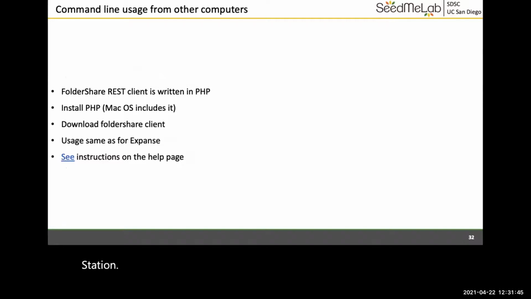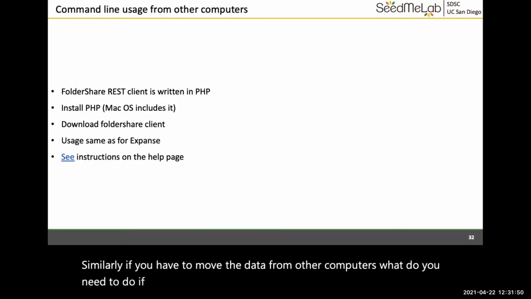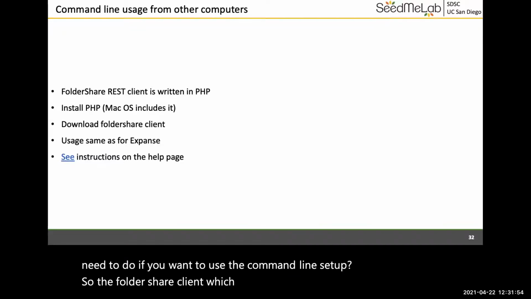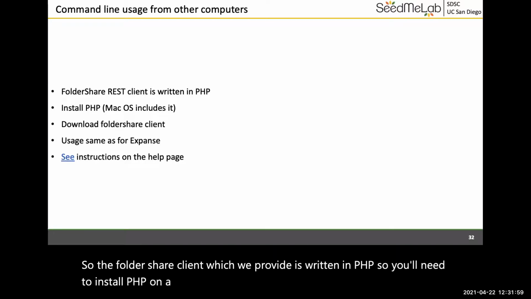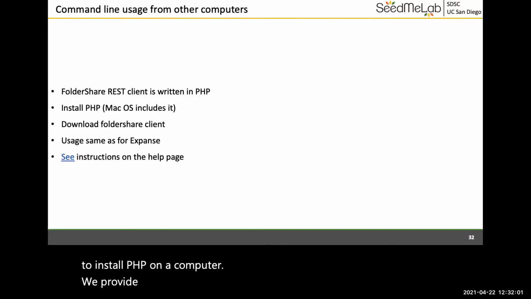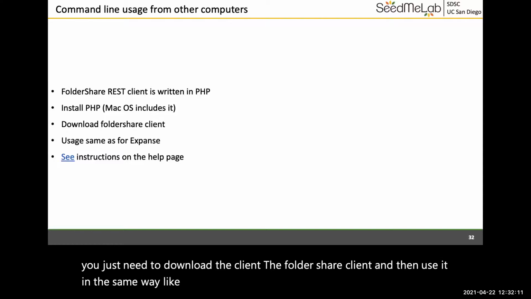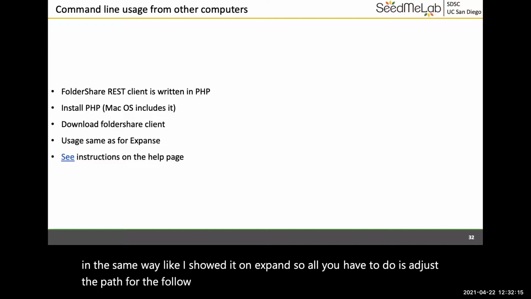Similarly, if you have to move data from other computers, what do you need to do if you want to use the command line setup? The folder share client which we provide is written in PHP, so you'll need to install PHP on a computer. We provide instructions on how to do that. macOS already includes PHP, so you just need to download the folder share client and then use it in the same way I showed on Expanse. All you have to do is adjust the path for the folder share client and then just use it. And we have instructions for that too.